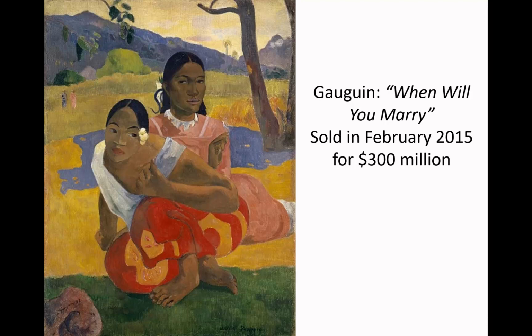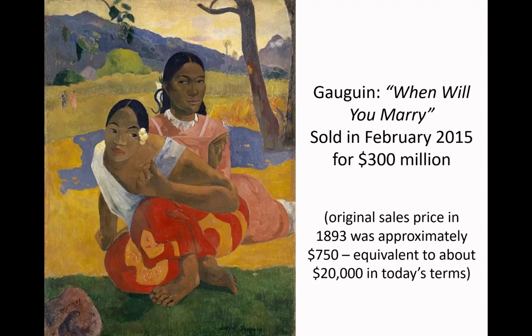And so there is definitely a big market and a big demand for this painting if people are willing to pay $300 million for it. The interesting thing is that its original sales price was only $750,000. So if we consider the effect of inflation, 750 back in 1893 is equivalent to about $20,000 in today's terms. So that original purchaser paid $20,000, and then I don't think it was the same person who bought it in 1893 and sold it in 2015.